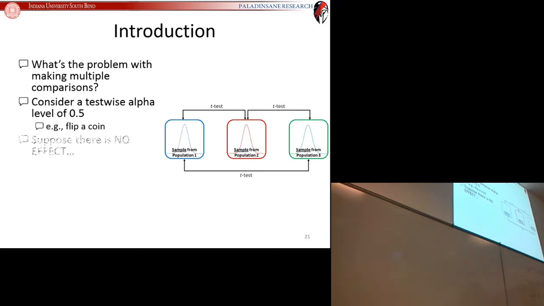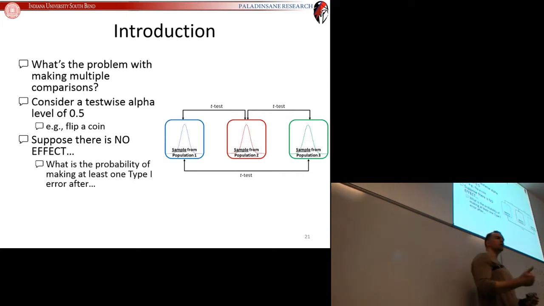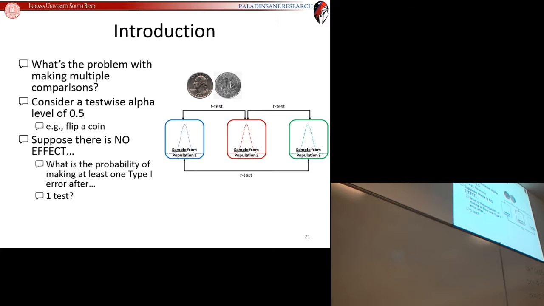So we're just going to flip a coin, and let's suppose that there is no effect. Let's suppose that there is no difference between these three populations. What is the probability of making at least one type 1 error? What's the probability of saying that there is an effect even when there is no effect after one test? Well, after one test, let's say between these two right here, we flip that coin. Heads, we get it correct, and we say that there's no effect. Tails, we get it incorrect. We say that there is an effect.